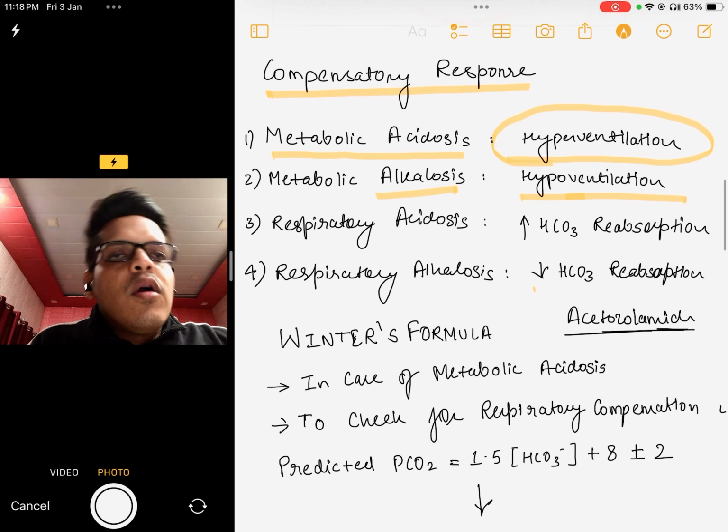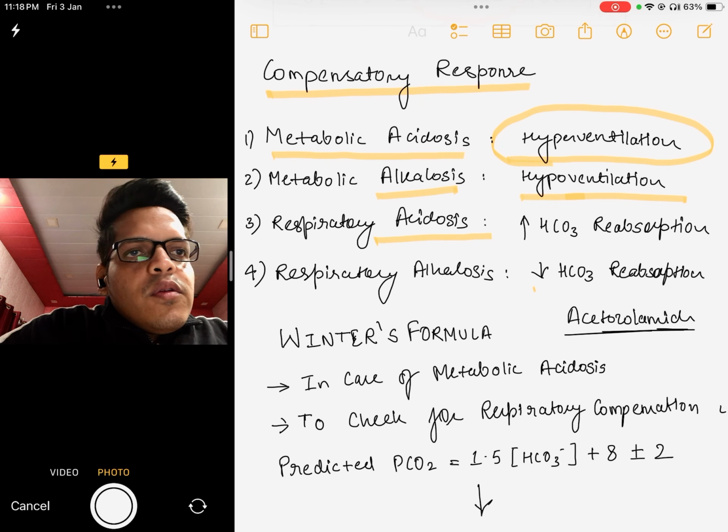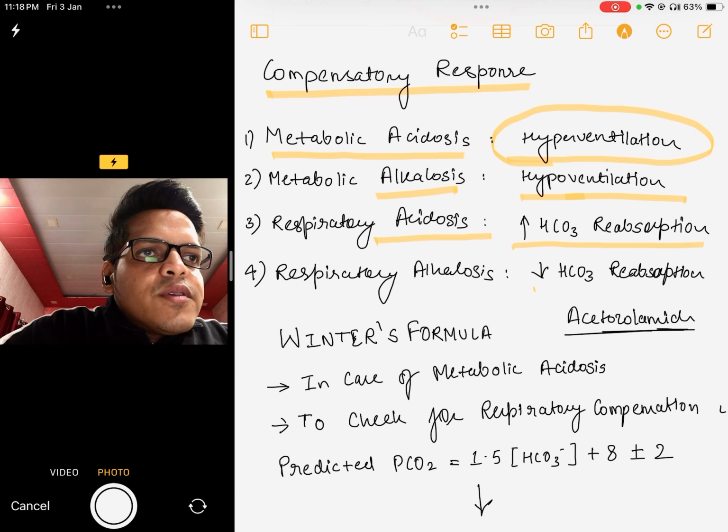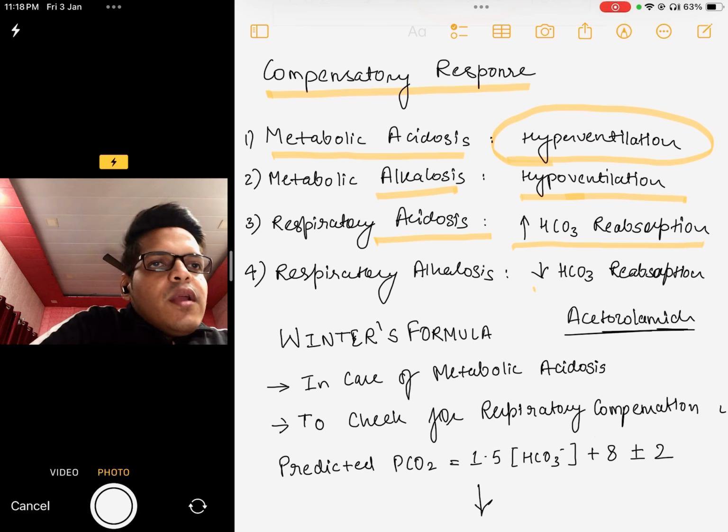Now coming to respiratory acidosis, there is an increase in PCO2. So you should increase HCO3 reabsorption. HCO3 when increased is called metabolic alkalosis.